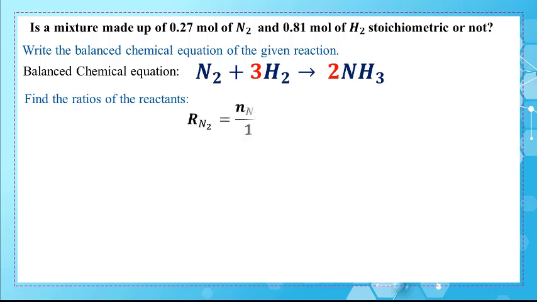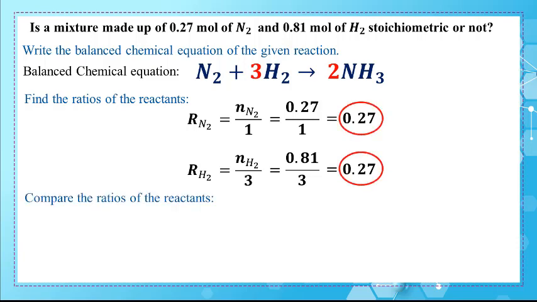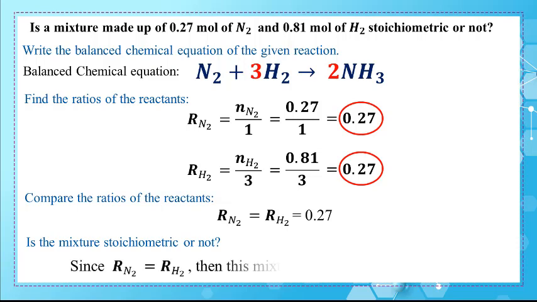Ratio of N2 equals number of moles of N2 over 1 equals 0.27. Ratio of H2 equals number of moles of H2 over 3 equals 0.81 over 3 equals 0.27. Compare the ratios of the reactants. Ratio of N2 equals ratio of H2. Deduce whether the mixture is stoichiometric or not. Since the ratio of N2 equals the ratio of H2, then this mixture is a stoichiometric mixture.